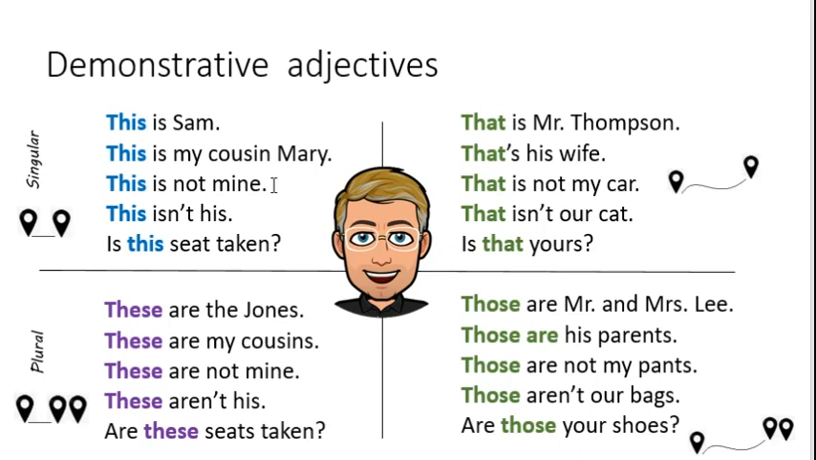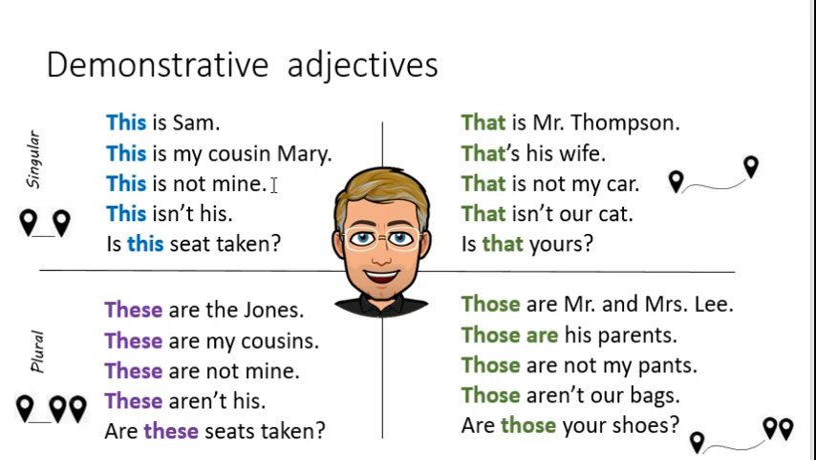Now you can also make questions, and when you want to make questions, you simply reverse the order of the demonstrative adjective and the verb. So you start with the verb. Is this seat taken? You would use this sentence if you were next to the seat or the chair. You want to sit down, and you are asking the person, is this seat taken?